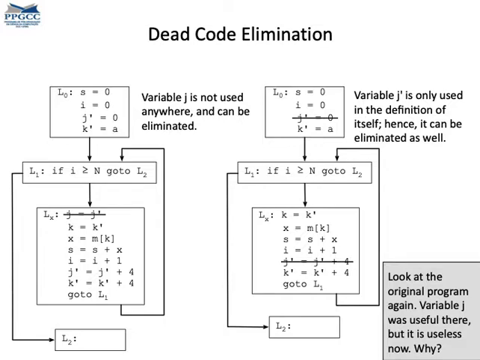First, variable j is no longer used in this new program. We can simply remove it. Interestingly, j prime is only used in the definition of itself. Thus, we can also remove it. Can you figure out what happened? J was used in the original program, but now it's no longer used, and neither is j prime. Why is that so?